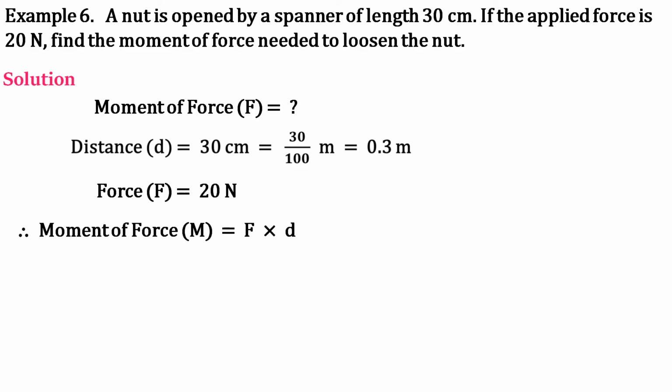Now we'll use the formula M is equal to F into D. We'll substitute the values. F is 20, D is 0.3. So M becomes equal to 20 Newton into 0.3 meter, which gives us the value of M as 6 Newton meter. So this is your answer.